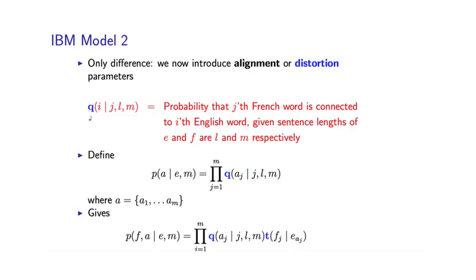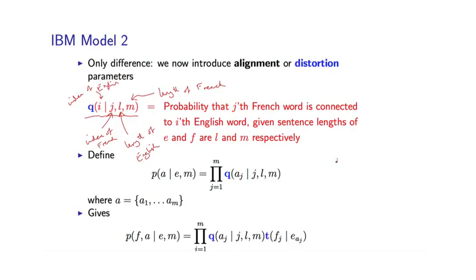I'm going to use q for these parameters, and it's going to have a few different indices. M, as before, is the length of the French sentence, L is the length of the English sentence, J is the index of the French word, and I is the index of the English word.